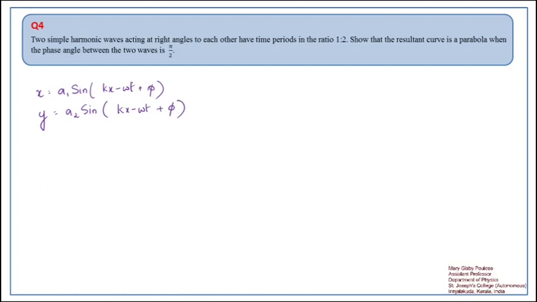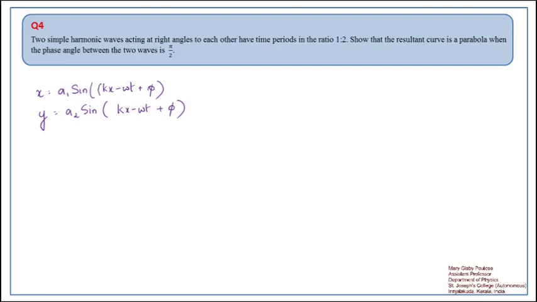Okay, now let us differentiate between these two waves. We have two waves acting at right angles, so we have used one wave in the x coordinate and the other wave in the y coordinate, y axis. And they have time periods in the ratio 1:2. So the time period varies by a factor of 2. Let us take the wave x as the one having twice the period of y.